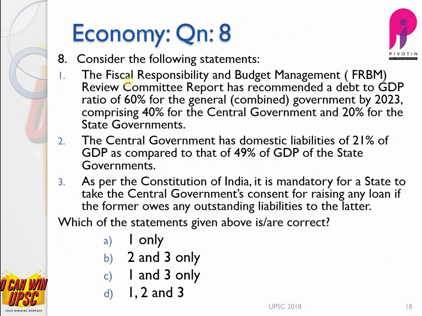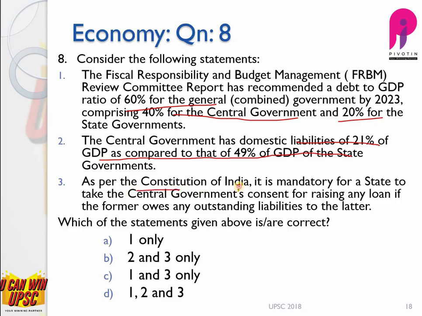Question number 8 is related to the Fiscal Responsibility and Budget Management FRBM Review Committee report which was in news and this question was picked up directly from Economic Survey. Statement 1. FRBM Review Committee report recommended a debt to GDP ratio of 60% for the general government, comprising of 40% for central government and 20% for state governments. This statement is absolutely true. And the second statement, the central government has domestic liabilities of 21% of GDP as compared to 49% of GDP of state governments. This statement is wrong as the figures are reversed. It is 49% of domestic liabilities for central government and 21% for state government.